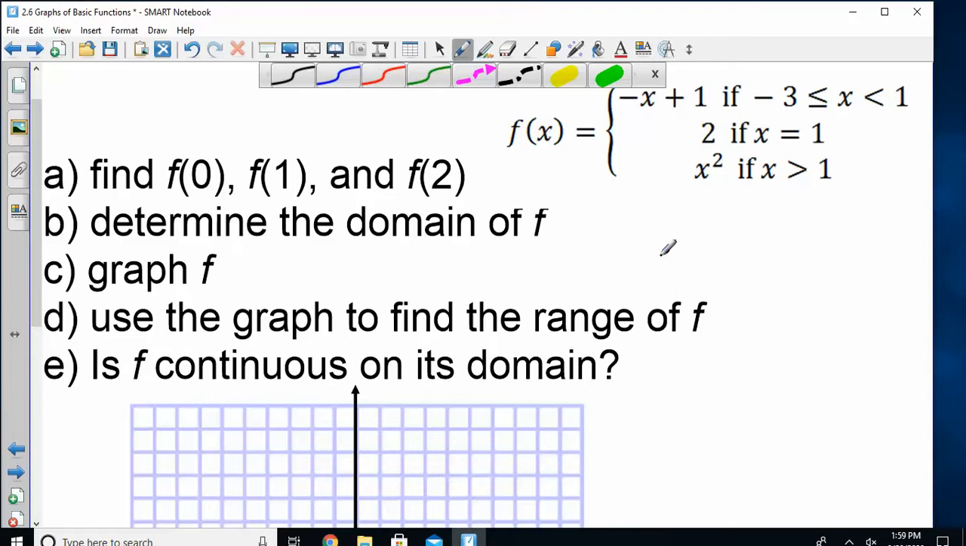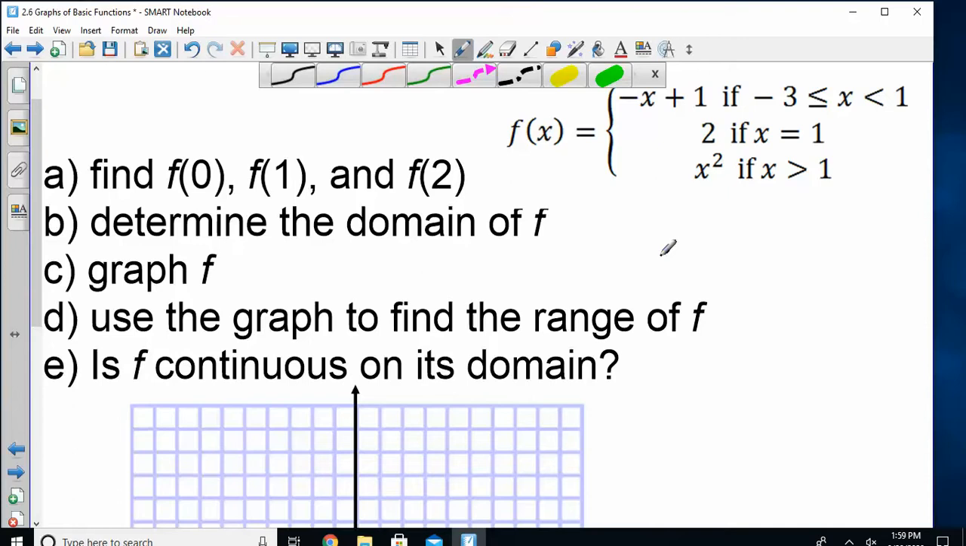Plus 0 and for x. Do I do it for all 3 of these pieces? Right, just one. I'm only going to get one answer out. It's a function, so I have to look. 0. Is 0 between negative 3 and 1? Is 0 equal to 1 or is 0 greater than 1?